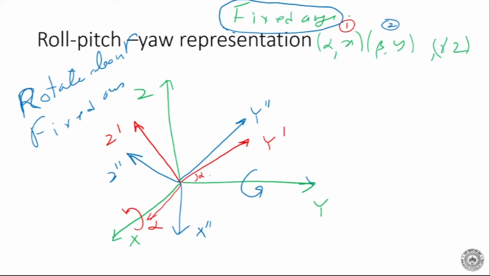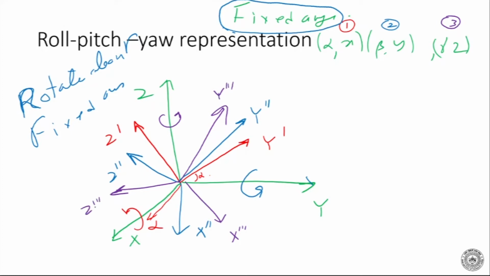Then number 3 is the rotation of gamma about the z-axis. Which z? This z. So what happens? It goes here, here, and here. That's my x triple dash, y triple dash, and z triple dash.